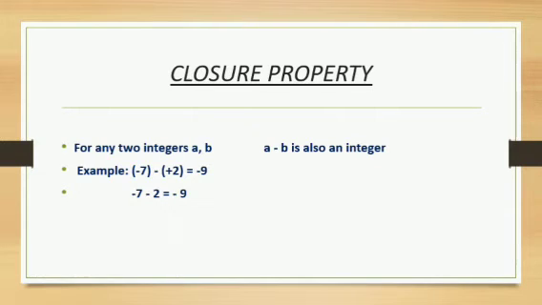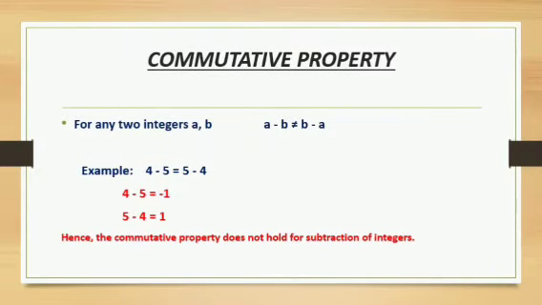Okay. Next is closure property. In this subtraction of integers, we are going to see the closure property. For any two integers a and b, a minus b is also an integer. Whatever answer we are getting, that is also an integer. For example, minus 7 minus of plus 2 is equal to minus 9. How? See, minus 7, minus into plus is minus. While removing the bracket, you will multiply the sign. So the answer is minus 9. You will put the same sign.